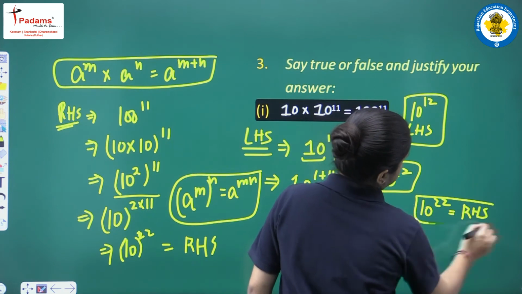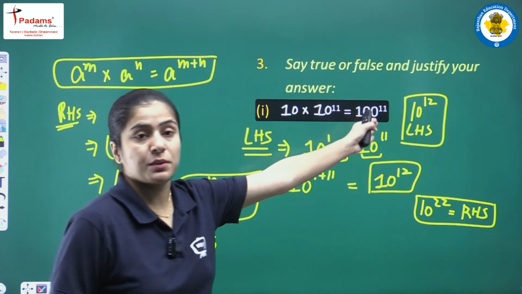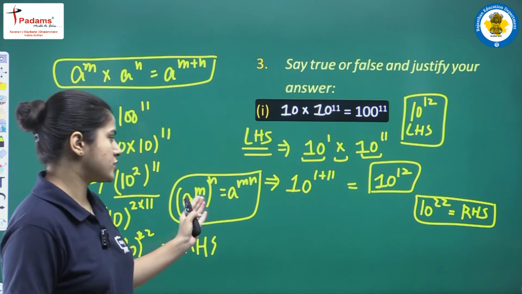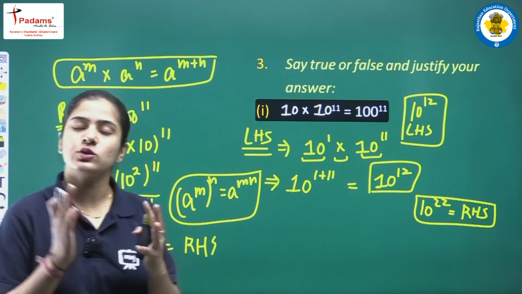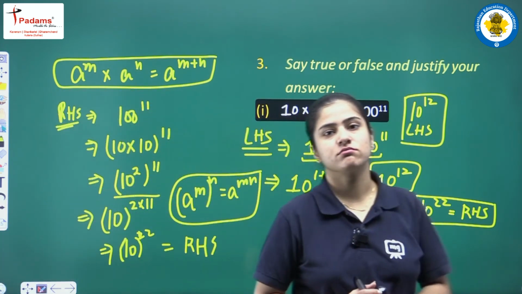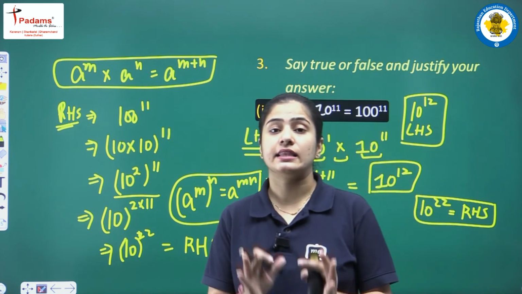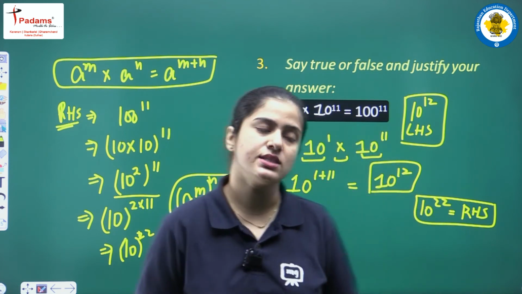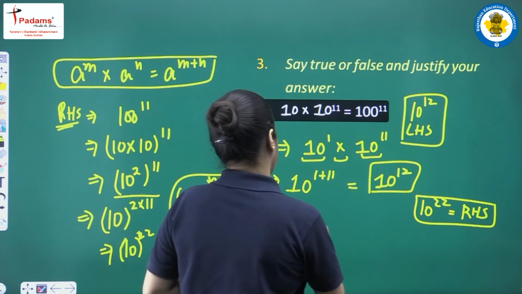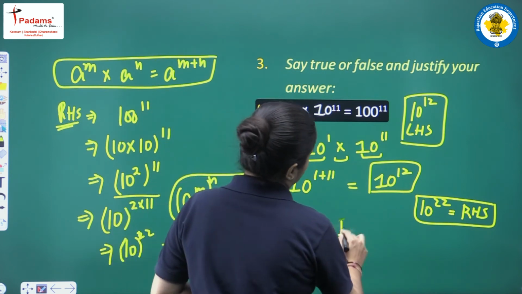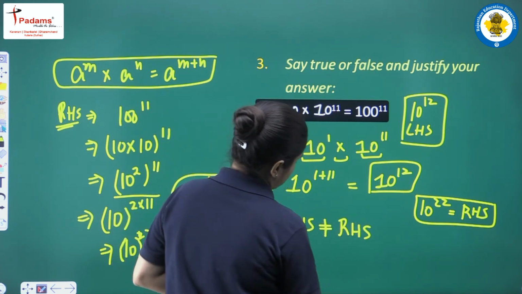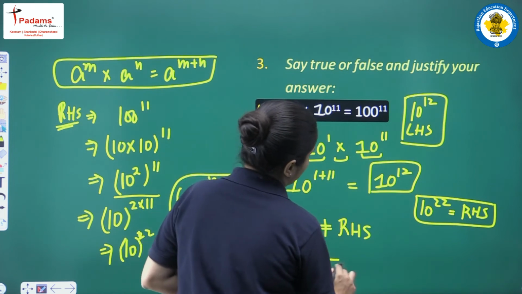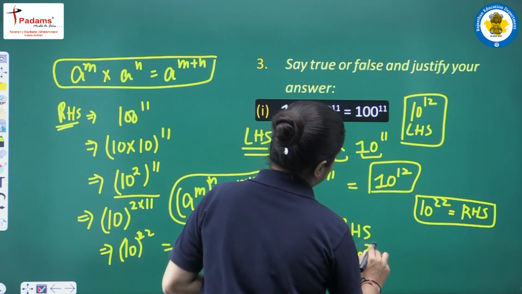Okay, now in front of you the left hand side is 10 raised to power 12, and the right hand side is 10 raised to power 22. Are both of these the same, left hand side and right hand side? They are not the same at all, they are completely different. So students, the answer will be left hand side is not at all equal to right hand side, as this is 10 raised to power 12, which is not equal to 10 raised to power 22, right students?